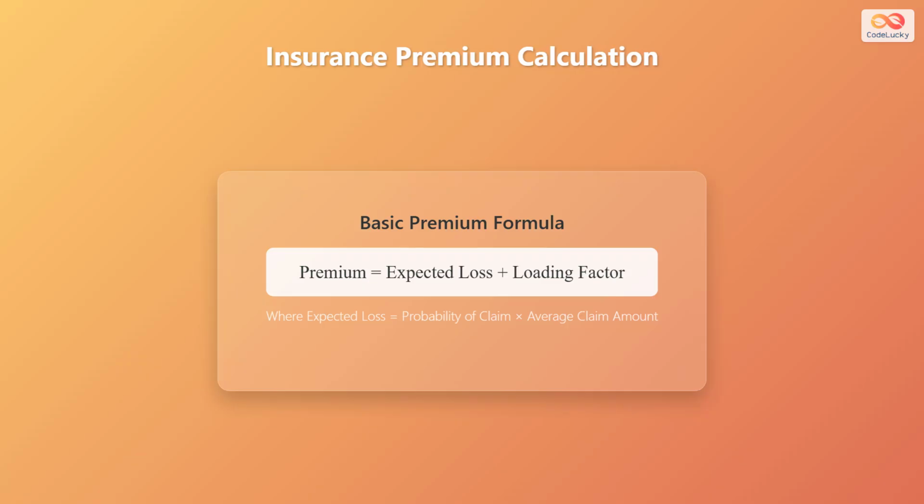Now let's look at insurance premium calculation. The basic premium formula is premium equals expected loss plus loading factor, where expected loss equals the probability of claim times the average claim amount.